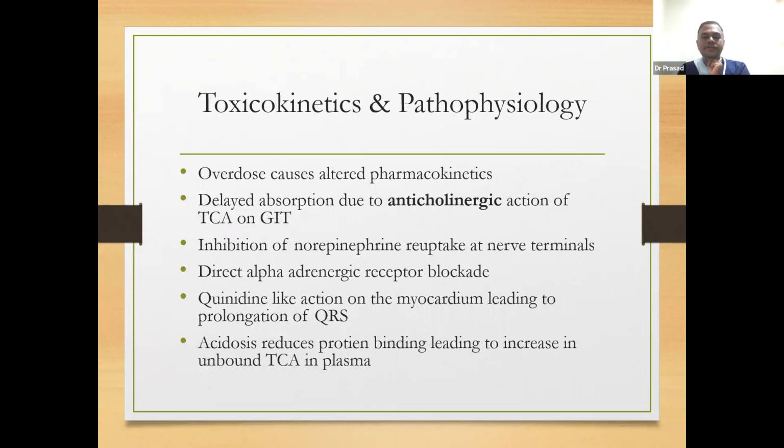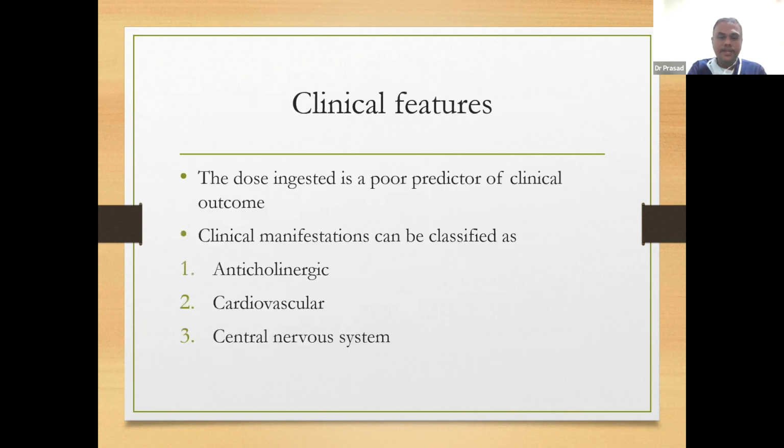Again, acidosis reduces the protein binding, leading to an increase in unbound tricyclic antidepressant in the plasma. Usually, tricyclic antidepressants are lipophilic and highly protein bound. So whenever there is acidosis, this metabolic acidosis will reduce the protein binding of tricyclic antidepressants, leading to increased free drug levels, and that will further worsen the toxicity. So that is why correction of acidosis in this is very important.